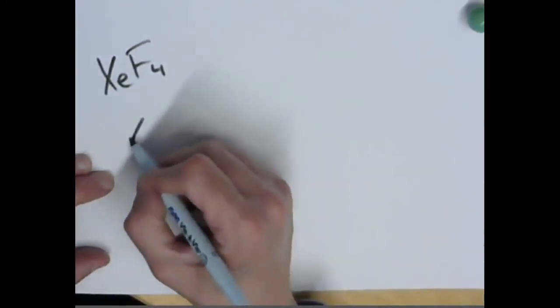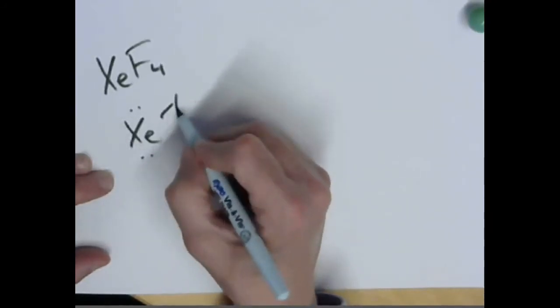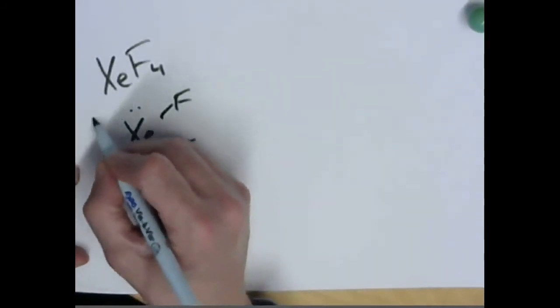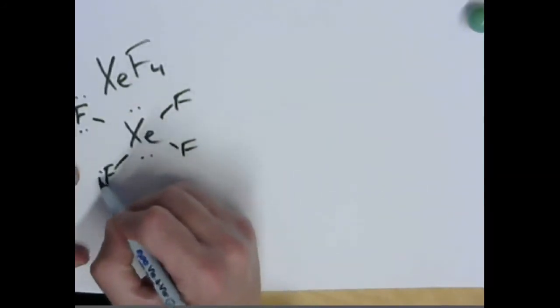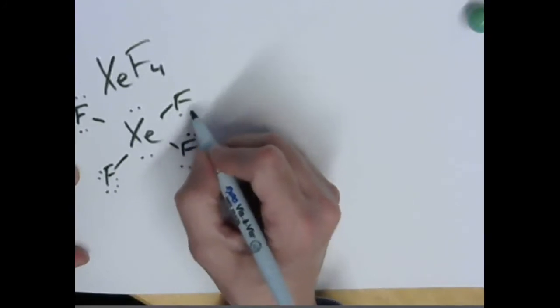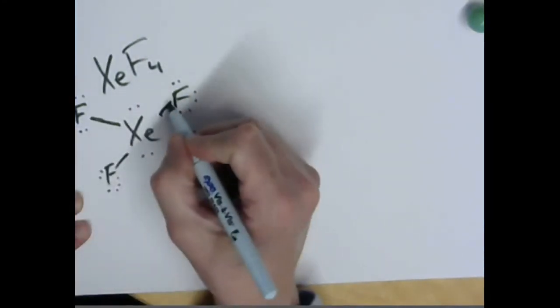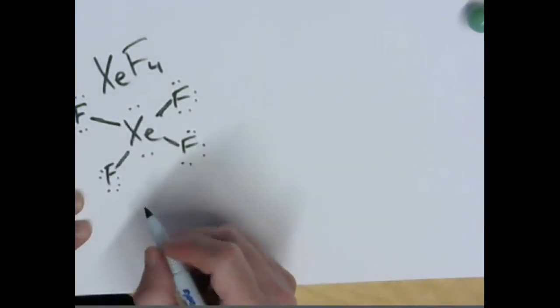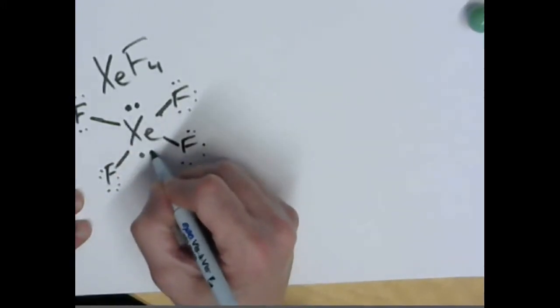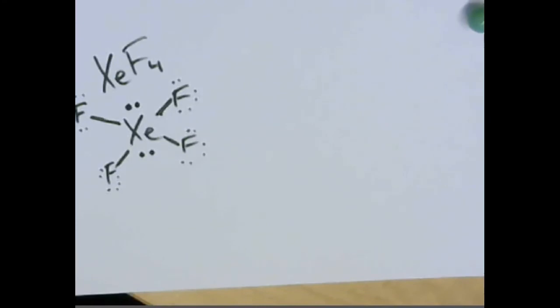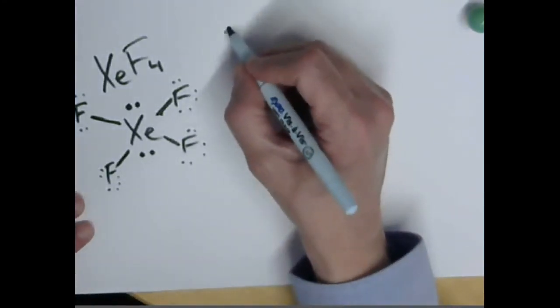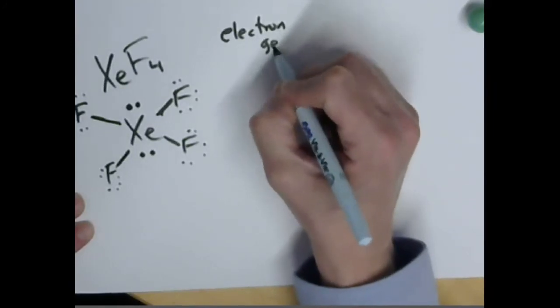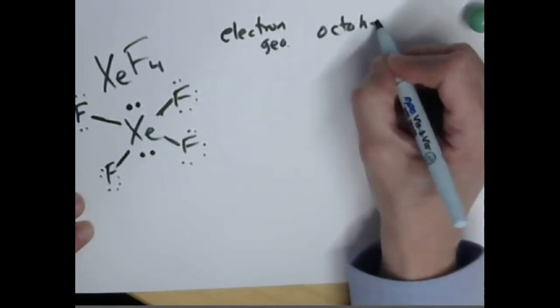And last but not least is xenon tetrafluoride. Xenon with 4 fluorines and 2 non-bonding pairs of electrons. So I got my 4 single bonds, that's 4 domains. I've got 2 pairs of non-bonding electrons, so that gives me 6. So the electron geometry is octahedral.